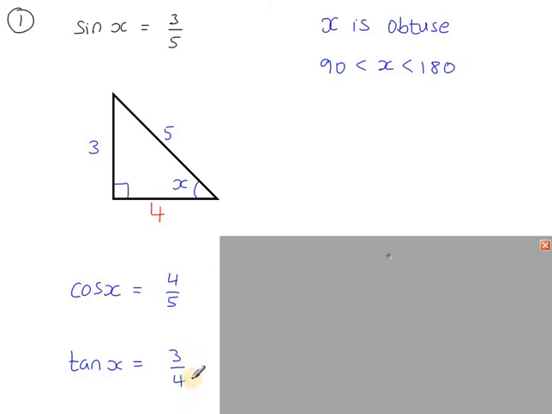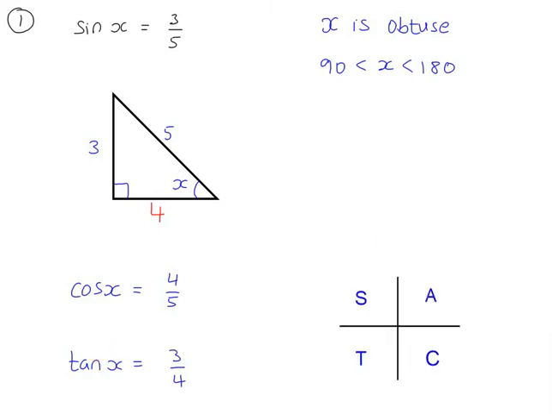But what we don't know is whether the cosine graph was above or below the x-axis for obtuse angles, and likewise for the tan graph. We can use the CAST diagram. We're looking at the second quadrant because we've got obtuse angles, so we're in here, and the letter S is telling us that only sine is positive, which means we need to put a minus in front of these ratios for cosine and tan.